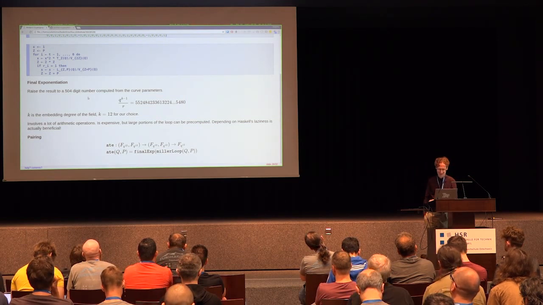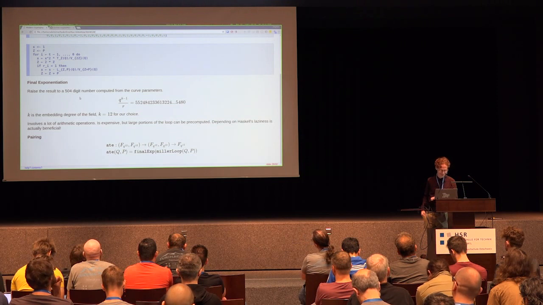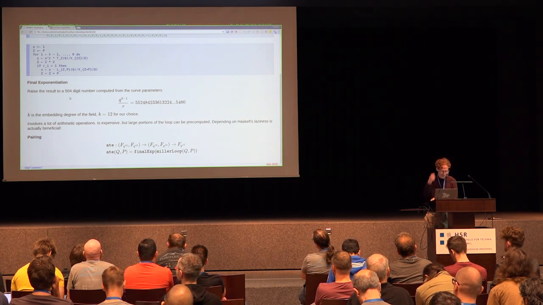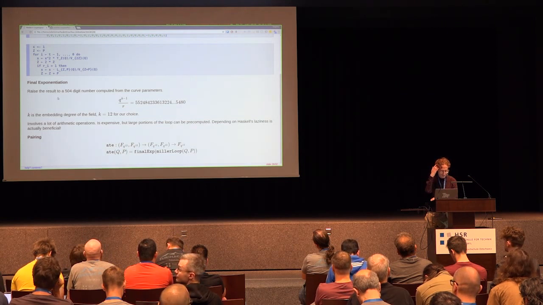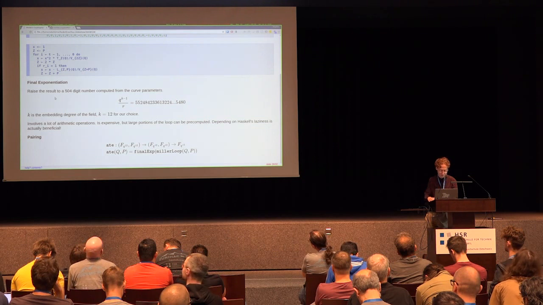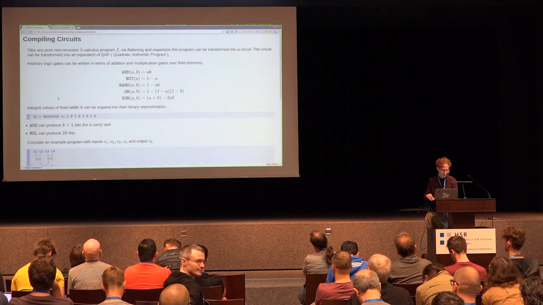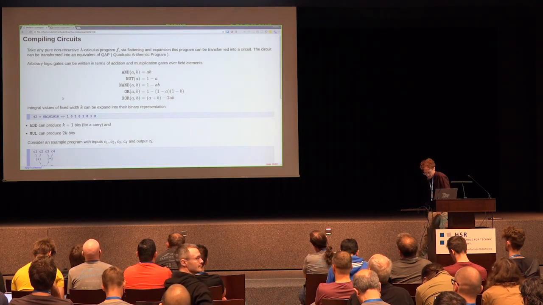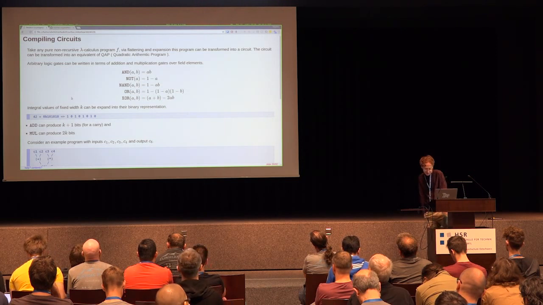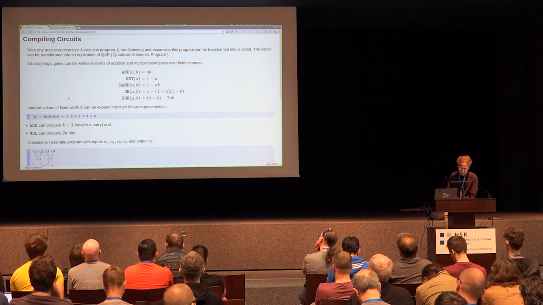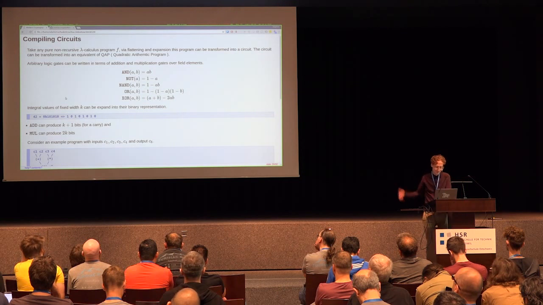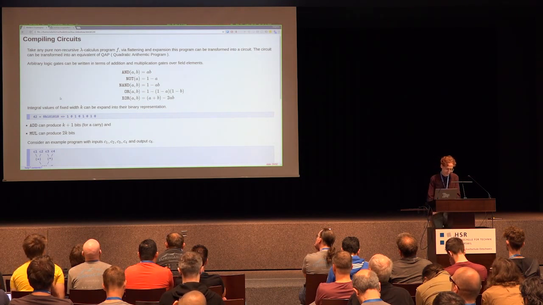So actually, depending on Haskell's laziness, it's actually beneficial, surprisingly enough. And then at the end of the day, you get this mapping between the two groups. So this pairing is going to give us a specific mapping into two groups, which you're going to use to compile these circuits.